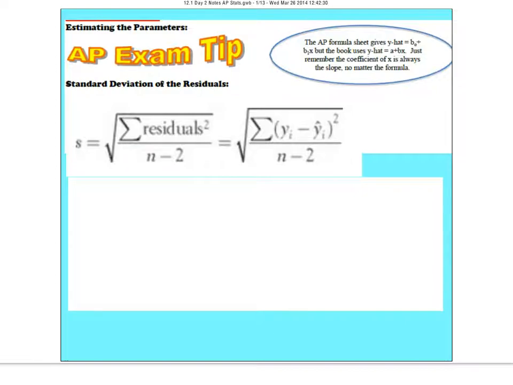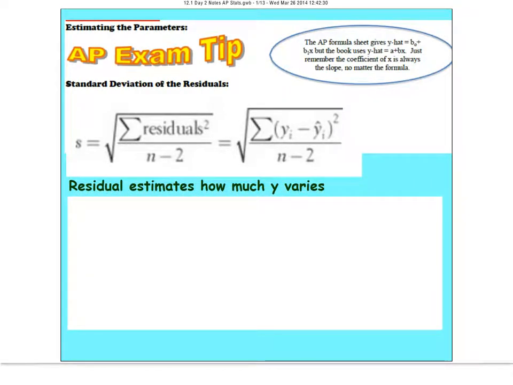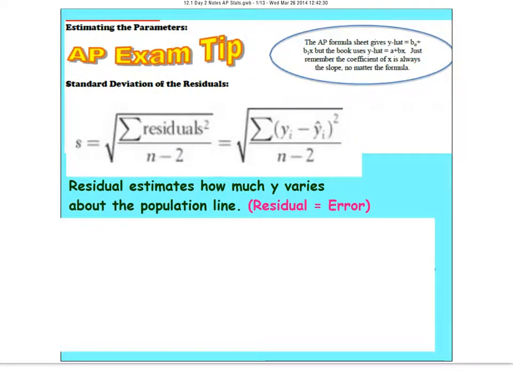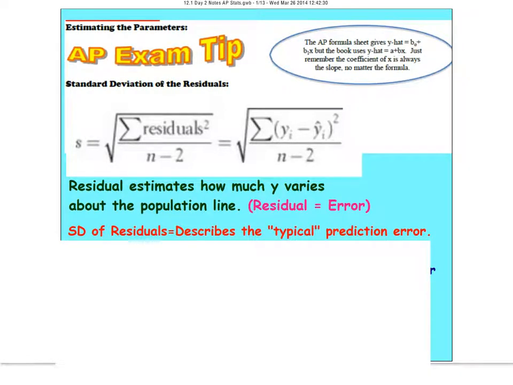First, remember again, residual estimates how much y varies about the population line. This right here is our residual calculation. Our population line is y hat, so it's how much we vary. Another word for residual is just how much error is in the model. So understanding what residual is, therefore, we can say, what is the standard deviation of the residuals? It describes the typical prediction error that you're going to get. So if you're going to use your model to make a prediction, your model will have some error. The number that this ends up being is the typical amount of error.